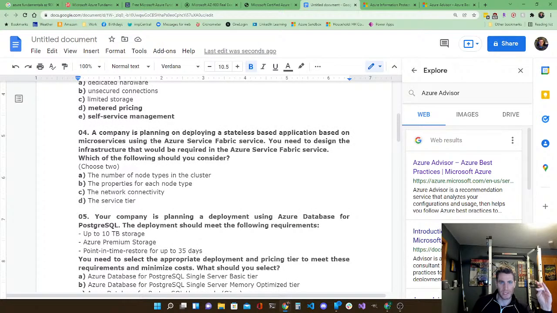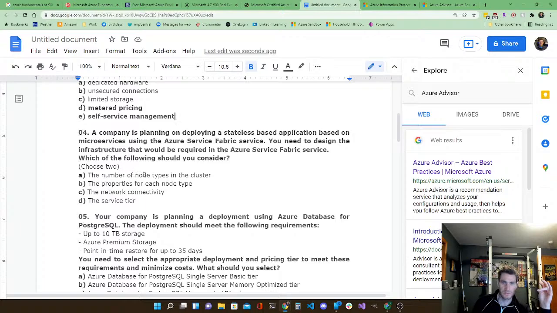A company is planning on deploying a stateless application based on microservices. So stateless, not having a state, not having current storage, current memory. Based on microservices using the Azure Service Fabric. That's the service that we talked about before. You need to design infrastructure that would be required in the Azure Service Fabric service. Which of the following should you consider? Choose two.